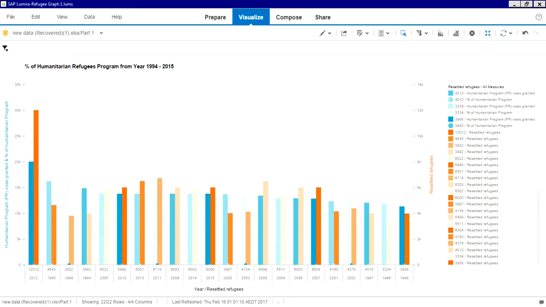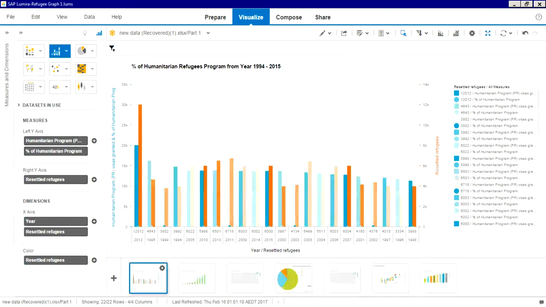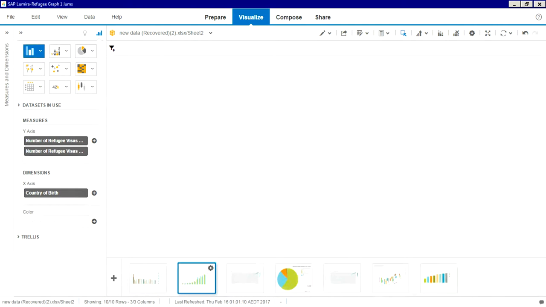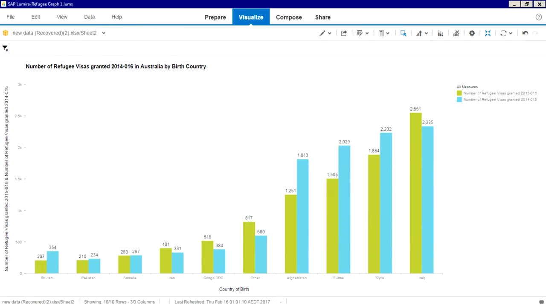Similarly, now I will show you another graph which explains the refugees who came from different countries. This graph explains how many refugees came from which country in 2014 and 2015. We compare two years. In 2015 the refugees from Bhutan were only 207, and in 2014 the refugees from Bhutan were 354.